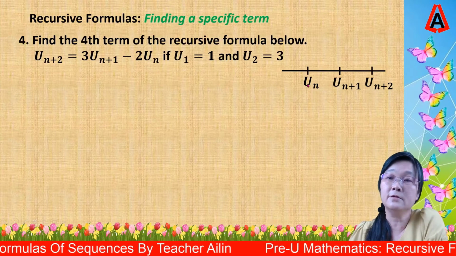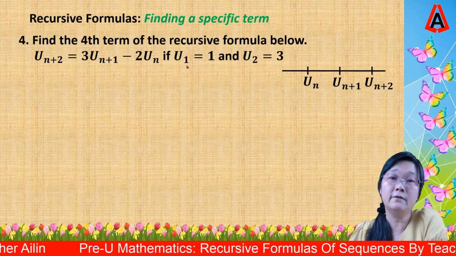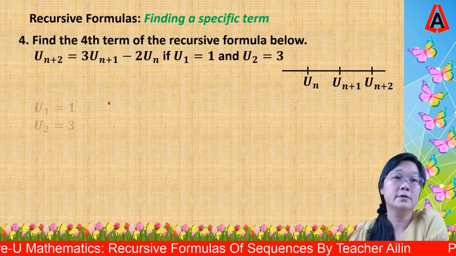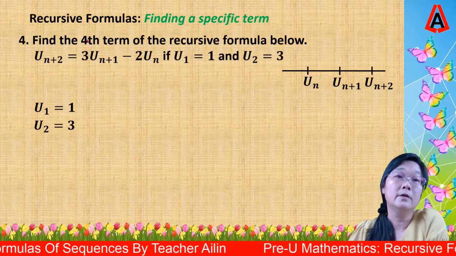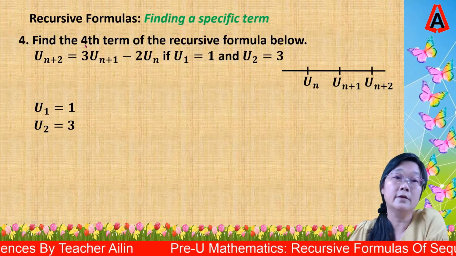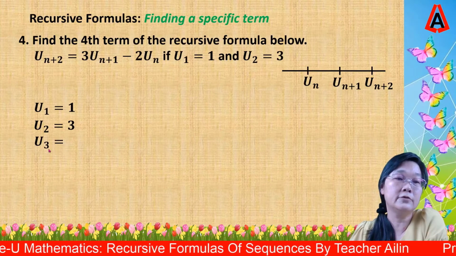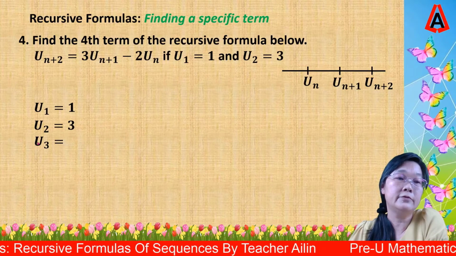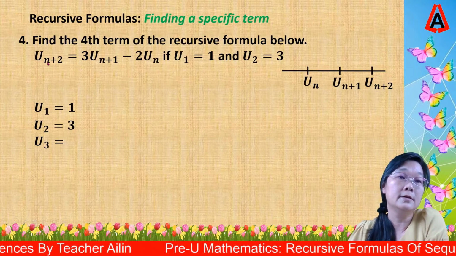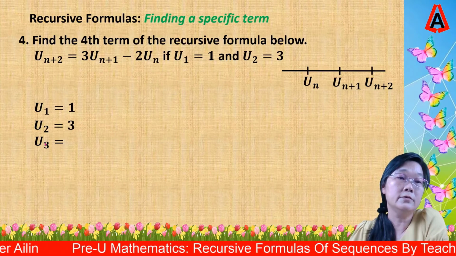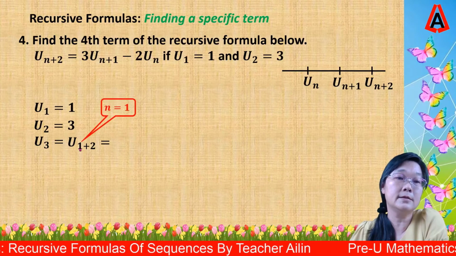Since it depends on two terms before it, the question will be given two values, u1 and u2. So u1 is 1, u2 is 3. Now, if we want to find the fourth term, we are not able to go directly to the fourth term. We must calculate term number 3 first. For u3, we must look at the recursive formula given here. 3 is n plus 2, so we must separate it into 1 plus 2. So n is equal to 1.